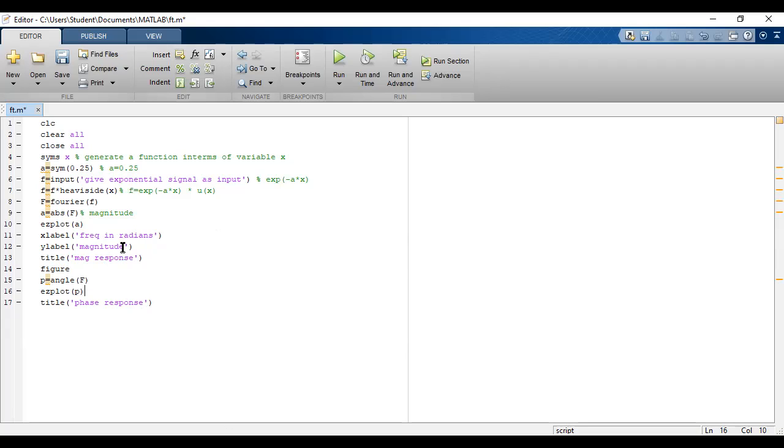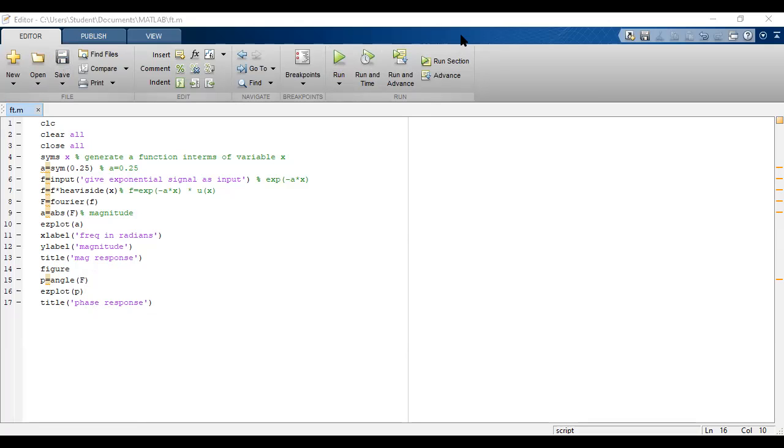Frequency in hertz will be there, not in radians. If it is radians, we call it omega. Okay, omega we are plotting now, so it will be in radians only. This is all about the program. X label frequency in radians, Y label magnitude. And here phase also same, X label frequency in radians, Y label phase in radians. That is phase response. This is the program, so let us save it and run.